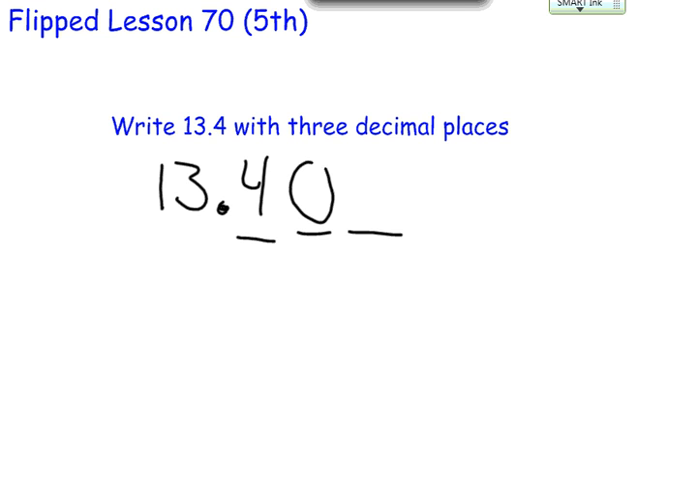Since 0 has no value to it, by adding 2 zeros, we can see that 13 and 4/10 is equal to 13 and 400 thousandths. Because in the end, these zeros here really don't change the value of our number. But it enables us to see that decimals don't really end right here at 4. They're able to continue to go on technically forever as we continue to add zeros.